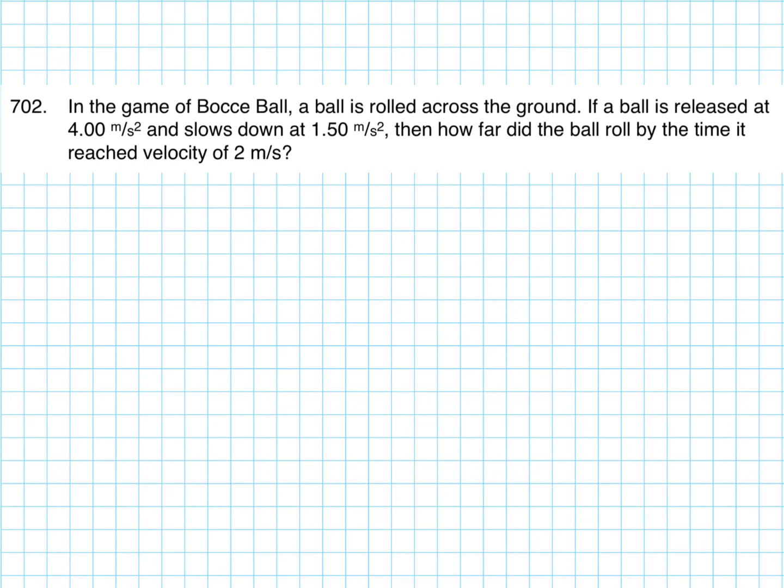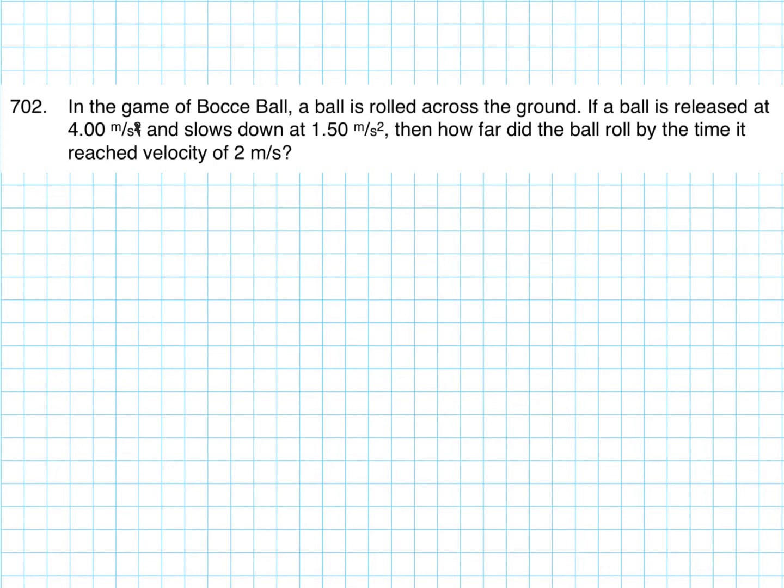In the game of bocce ball, a ball is rolled across the ground. If the ball is released at 4 meters per second and slows down at 1.5 meters per second squared, then how far did the ball roll by the time it reached a velocity of 2 meters per second?